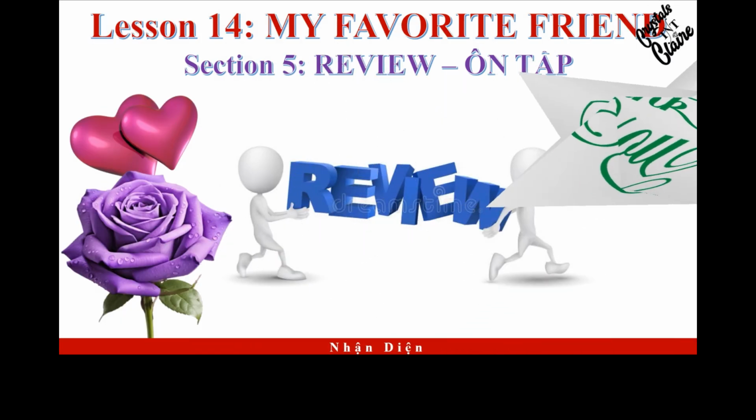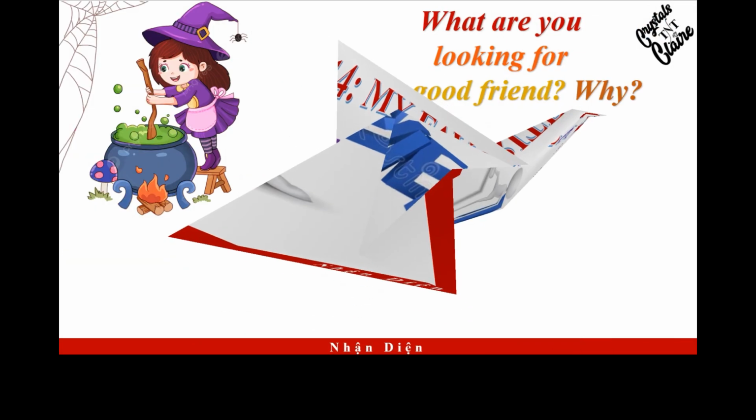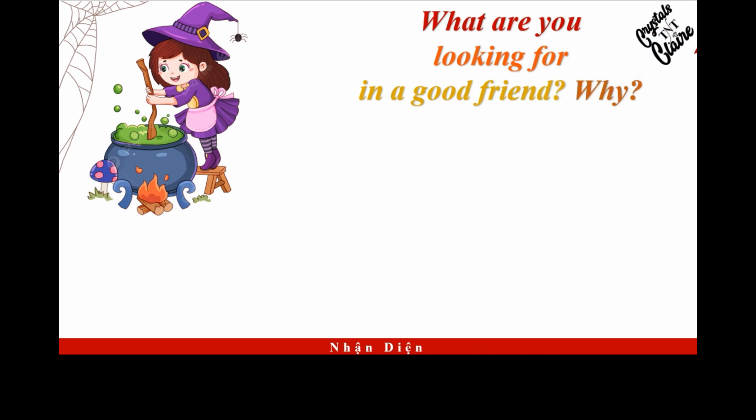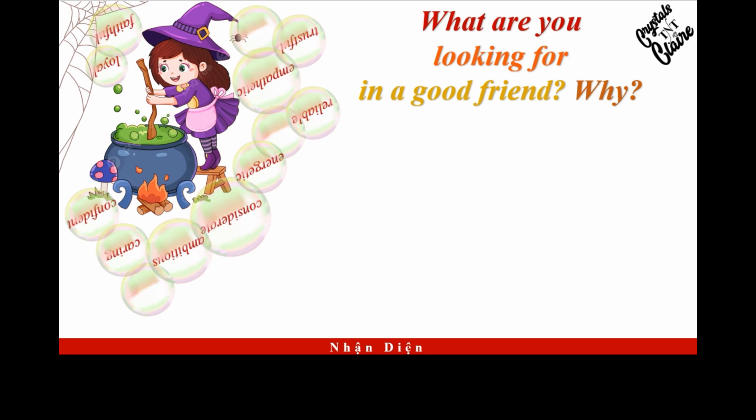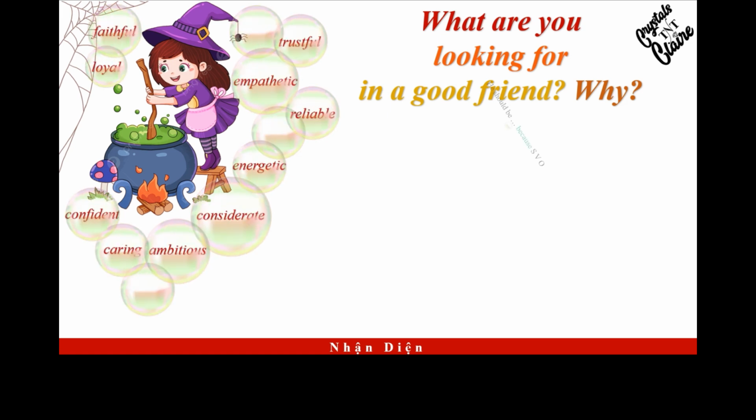It's a long lesson. Section 5 review. What are you looking for in a good friend and why? Look at here. This is a witch and she is melting something in her pot. Those are the characteristics that you want to have in a good friend. So put one adjective into the melting pot and cook your friend. Create a good friend by yourself.